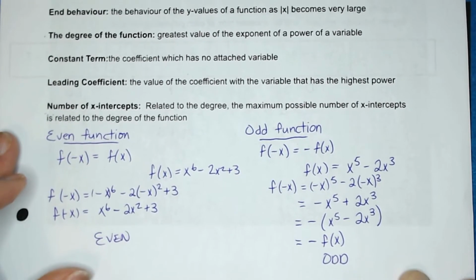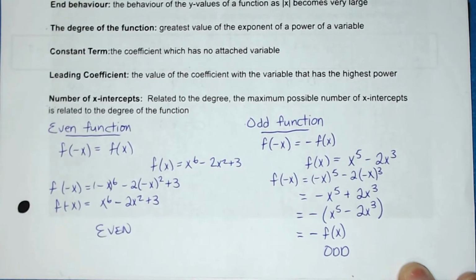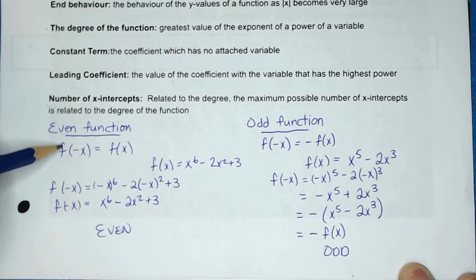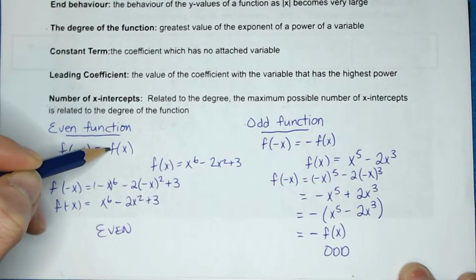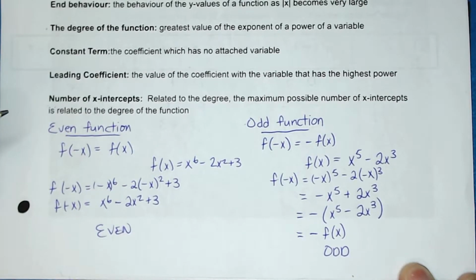Now, another term that might come up that you're not sure about is even function and odd function, and how we determine that is the method used below. So if we fill in f of negative x is equal to f of x, we'll use this function here. F of x is equal to x to the 6th minus 2x squared plus 3.